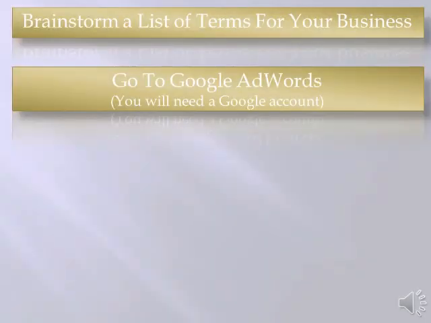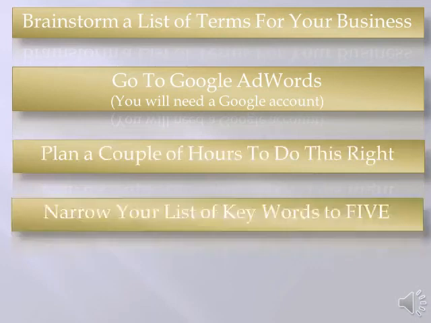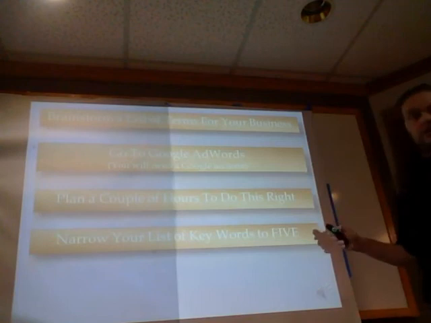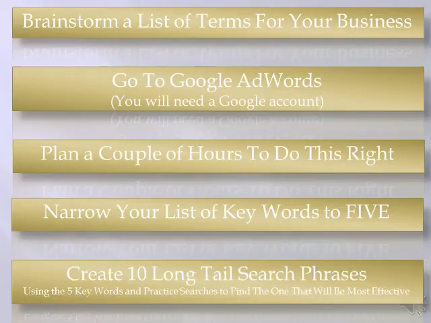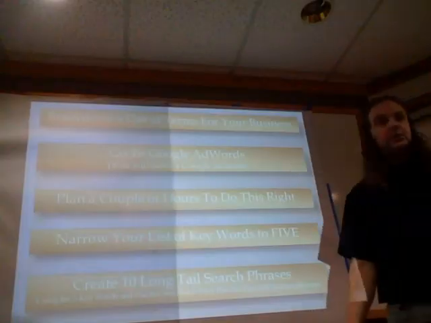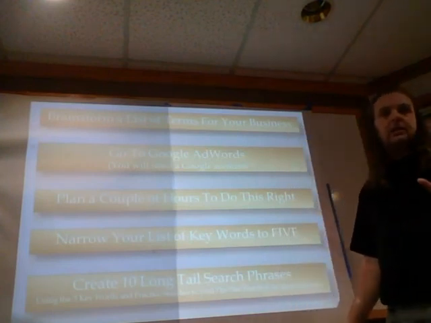That gives you your basics of what you're going to do. The next step, make sure you plan a couple of hours to do this and to do it right. You're going to narrow down your list of keywords to 5 keywords that you're going to use. And then once you've narrowed down that list of keywords, you're going to create 10 long-tail search phrases using those 5 keywords. And you're going to do either practice searches or you're going to run them back through Google AdWords to see which ones are going to be the most effective for you of those 10 long-tail searches.